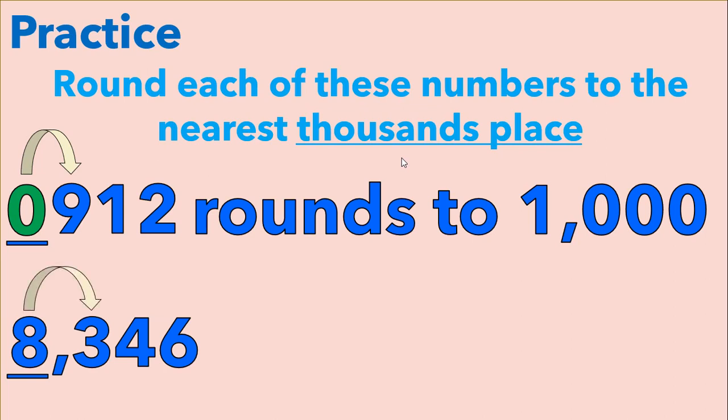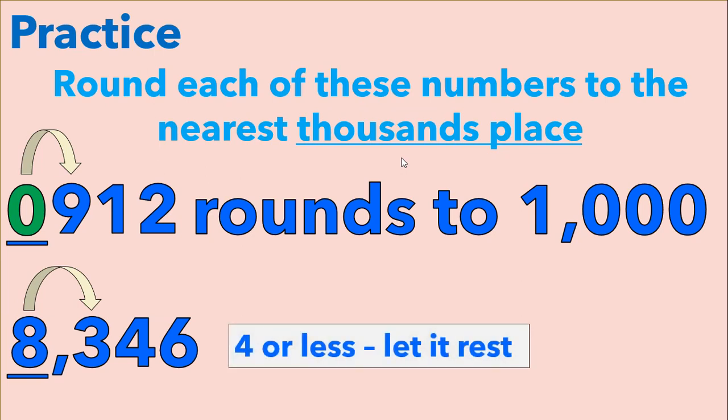Finally, we are going to look at the 8 in the thousands place. We can then see it next door to the 300s, and we see the 3 falls in the category of 4 or less. So 8,346 is closer to 8,000 than it is to 9,000.